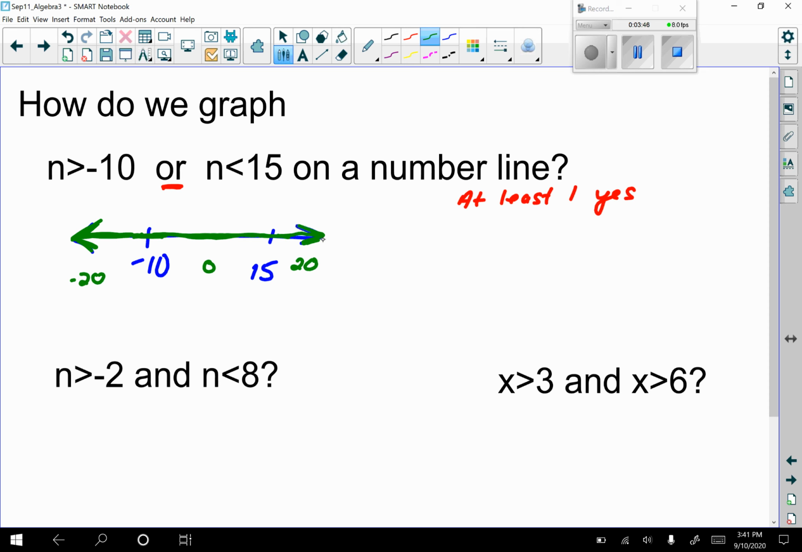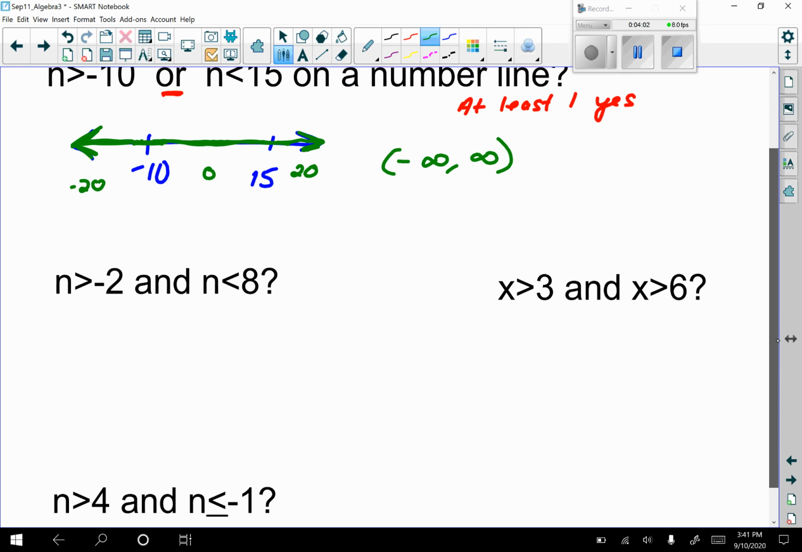So what this means is when I end up shading the entire number line, it's all real numbers, or in interval notation, negative infinity to infinity. No matter what number you pick, it's either going to be greater than negative 10 or less than 15 or both. So there's a special case.